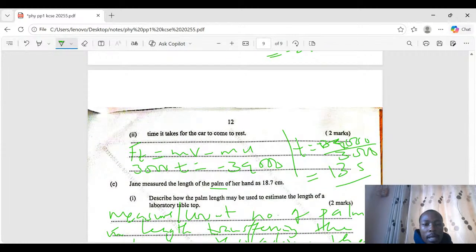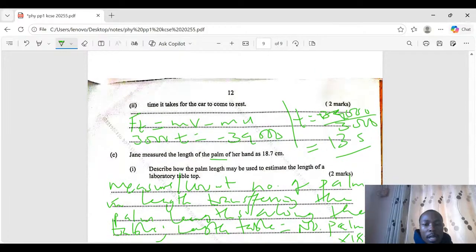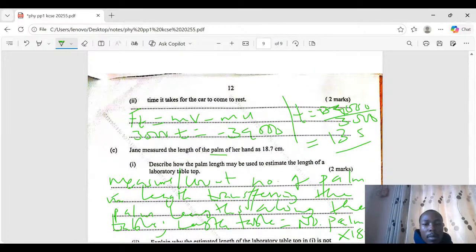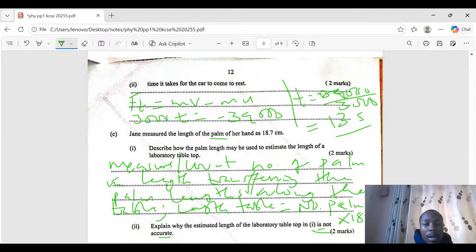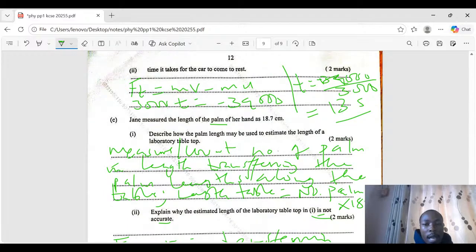Time it takes for the car to come to rest. It's very simple. Change in momentum is equal to Ft. Already we have the momentum as negative 39,000, and the force was 3,000. So you substitute, and you get your time as 13 seconds.